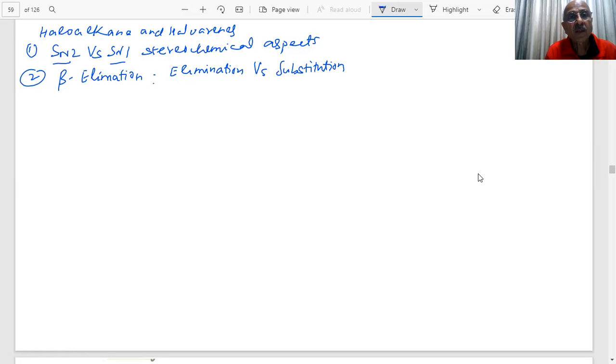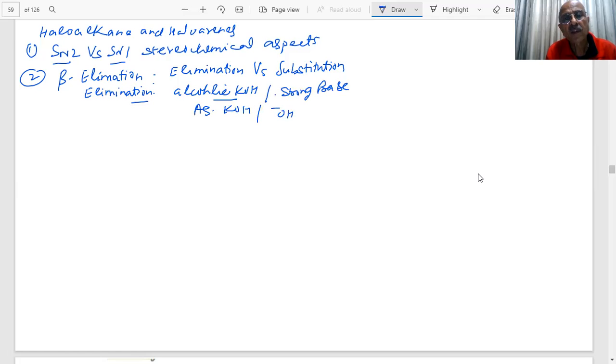What will happen? Sir, in case of elimination, there should be a strong reagent like alcoholic KOH, NaOH, and in case of substitution, aqueous NaOH. What do you mean by strong? It is not strong, it acts as a strong base. Yes, the strong base. And aqueous KOH, if I take OH minus, this is a strong nucleophile, students.